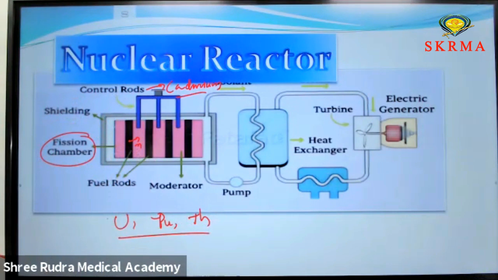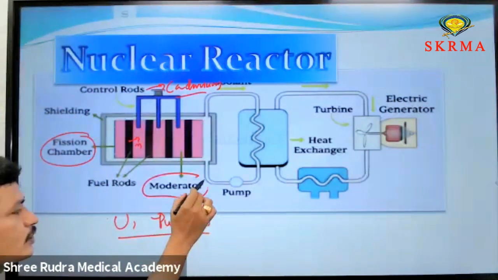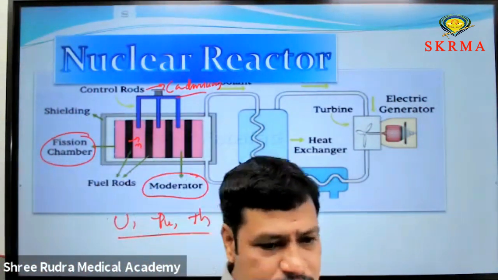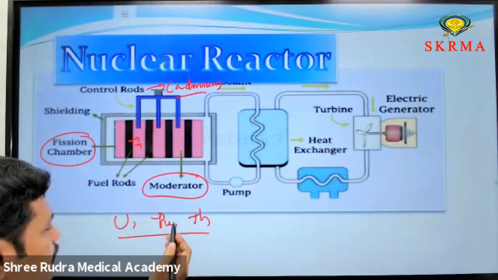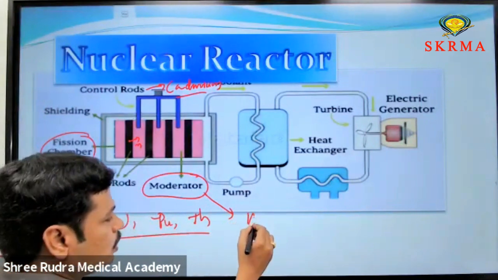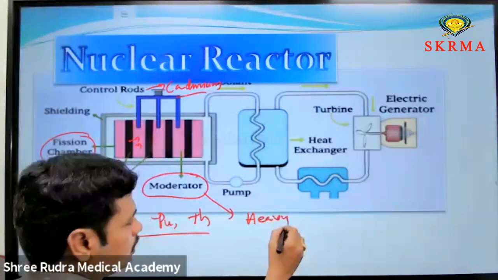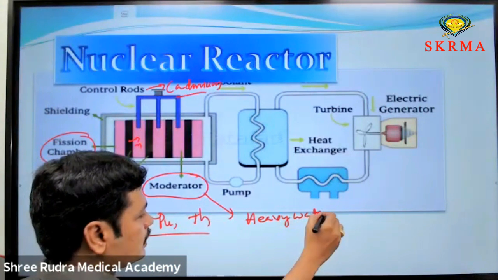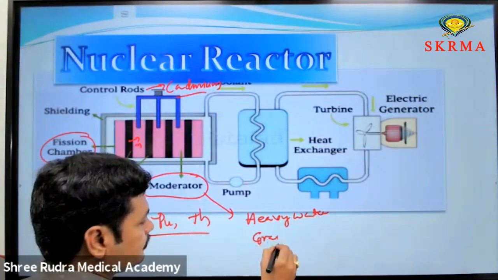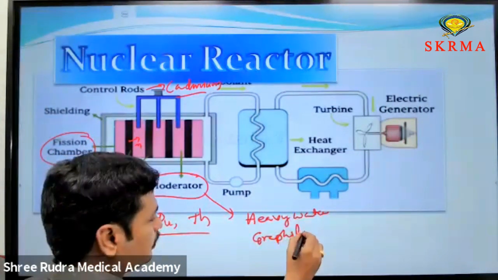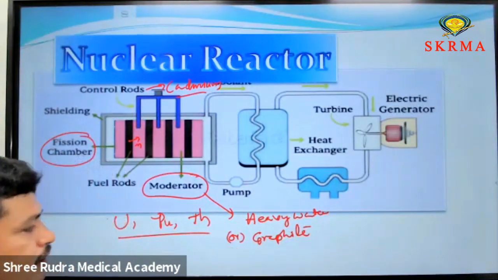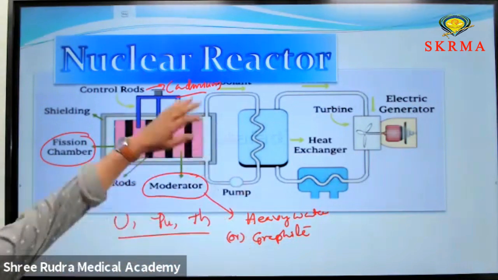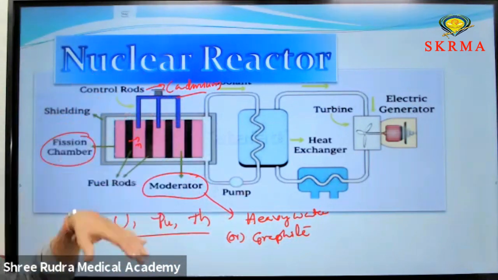Another important thing is the moderator. The moderator slows down the neutron velocity through scattering processes. Generally heavy water is used as a moderator, or graphite. These slow down the neutrons and also help reduce the kinetic energy of neutrons.